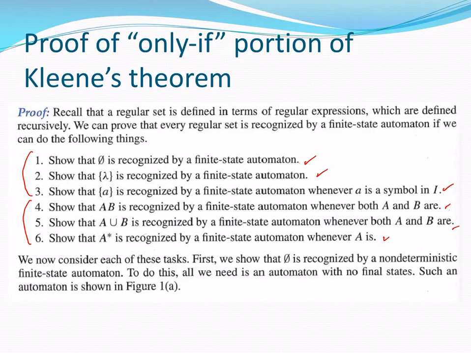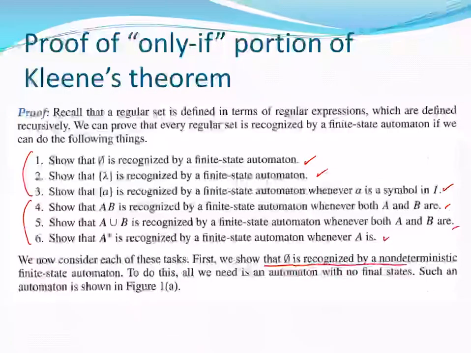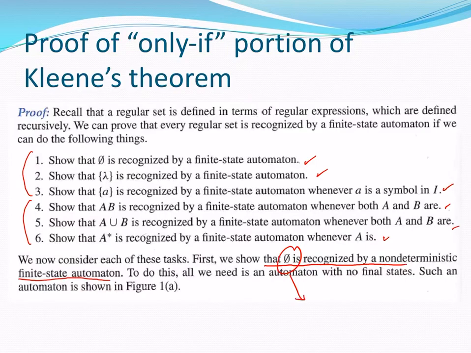And the way we do this is we start step by step down this list, and we'll show that the empty set is recognized by a non-deterministic finite state automaton. But what is another name for the empty set from the earlier joke? It's nothing. It is recognized by a deterministic finite state automaton, the finite state automaton with no final states, and that is an example of it right here. This is the finite state automaton that recognizes nothing, or said another way, doesn't recognize anything.